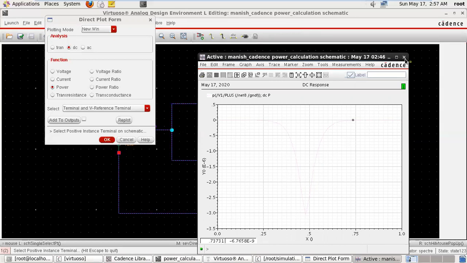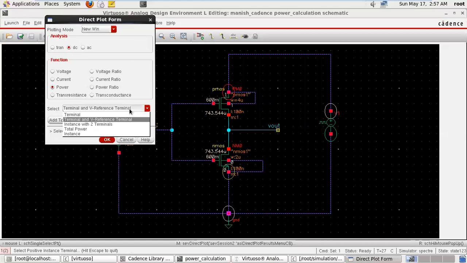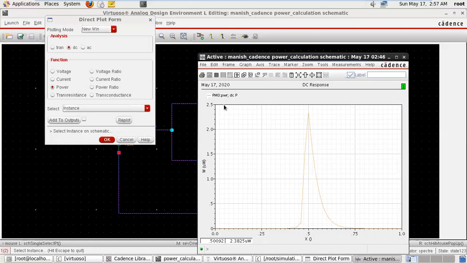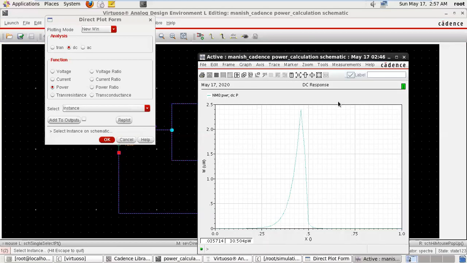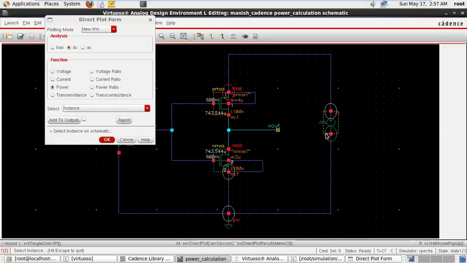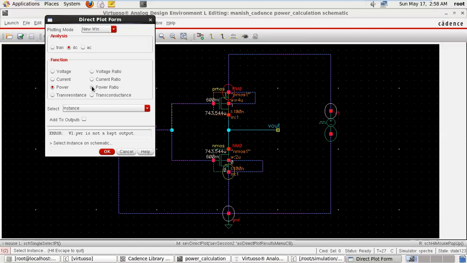Okay, so this is using the terminal and reference power, and total power. If you go to the instance and select, this represents the power of a component. Whenever you select any component, it will give you the power of that instance. Okay, these are all types of DC power. We can consume power, and this is the power ratio.